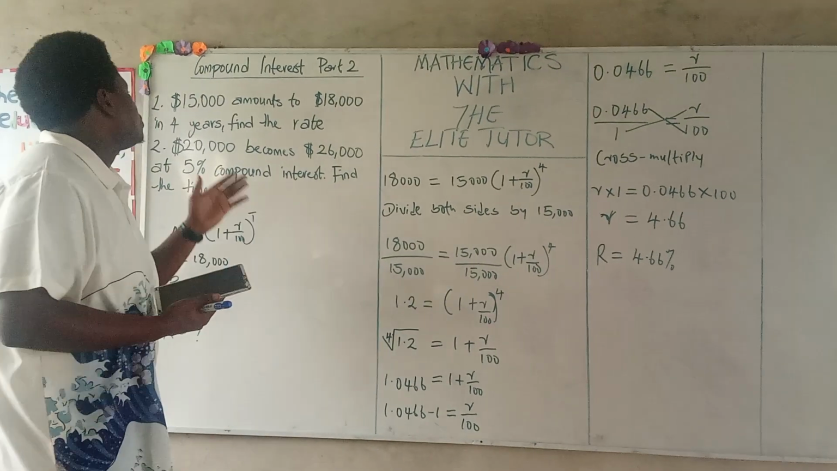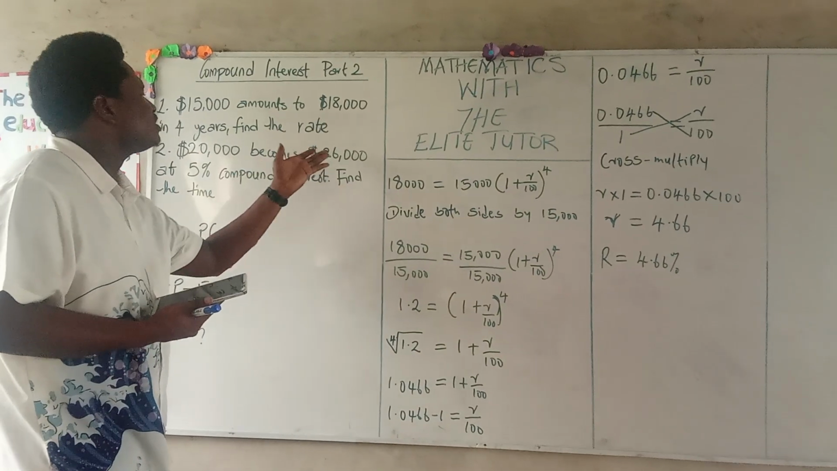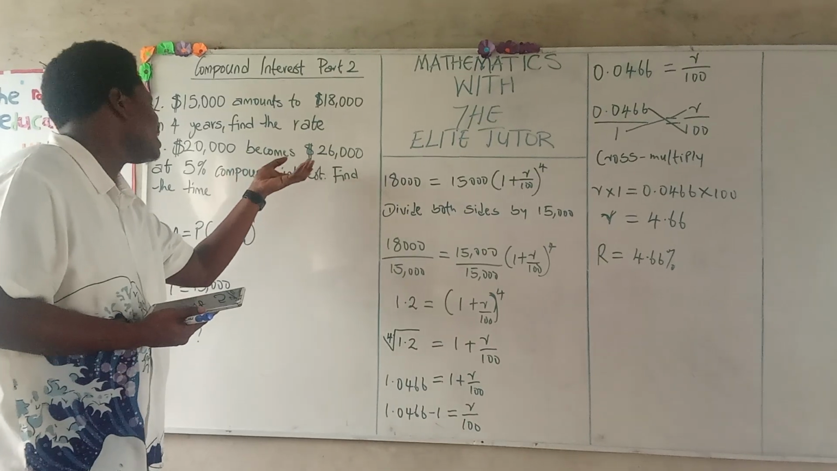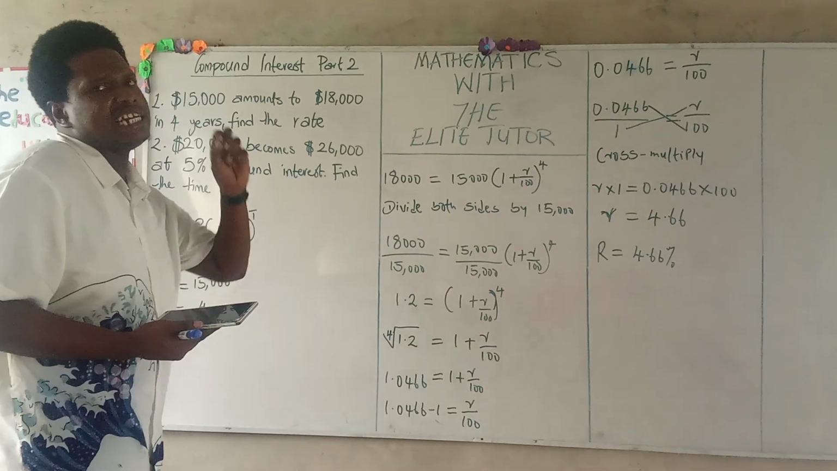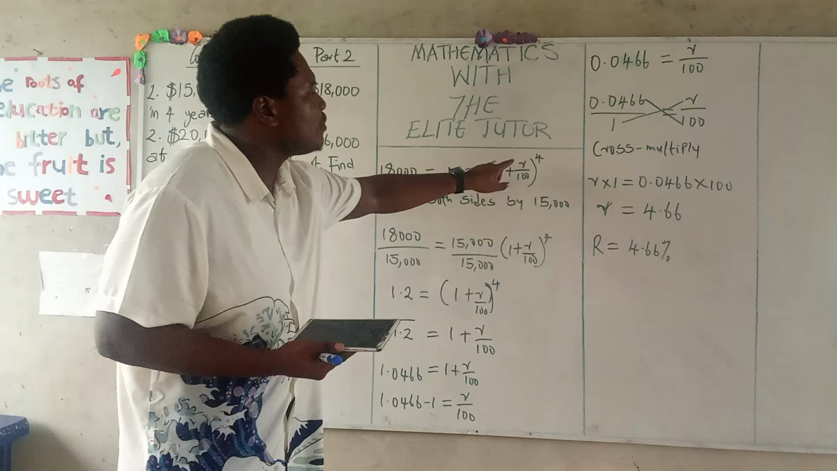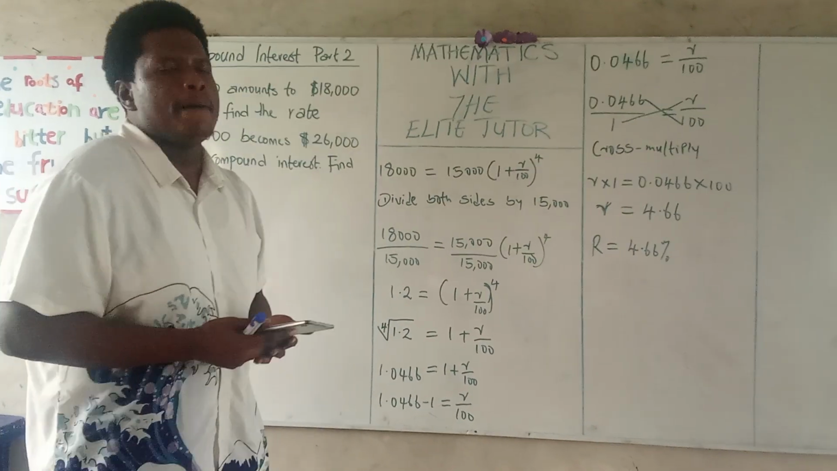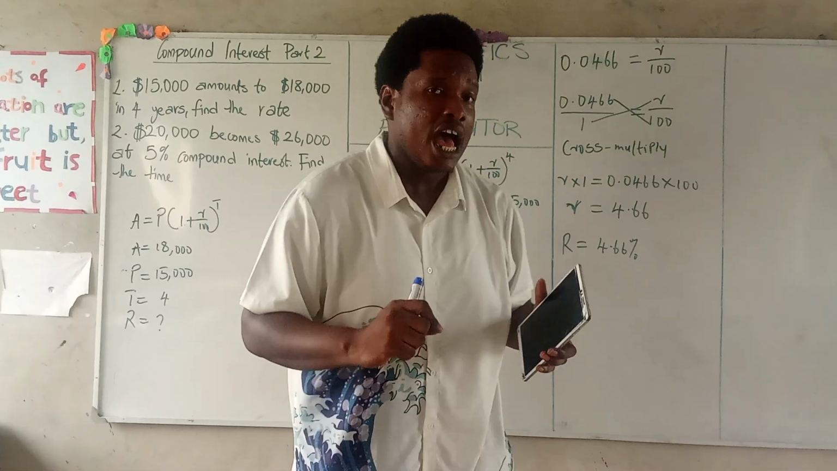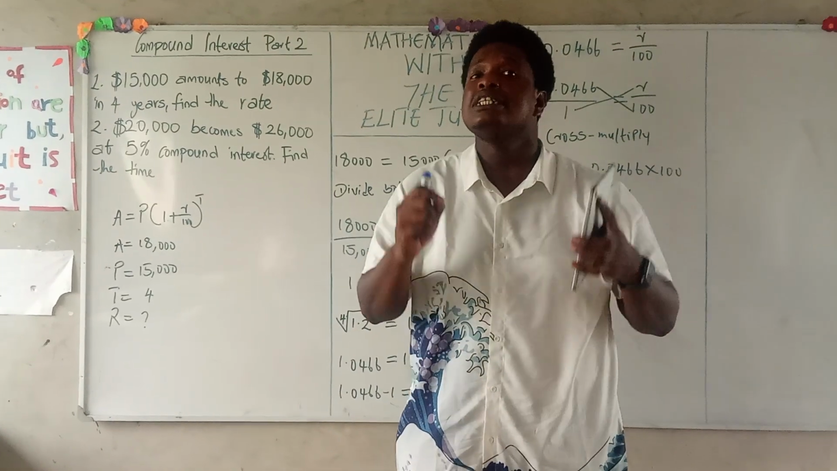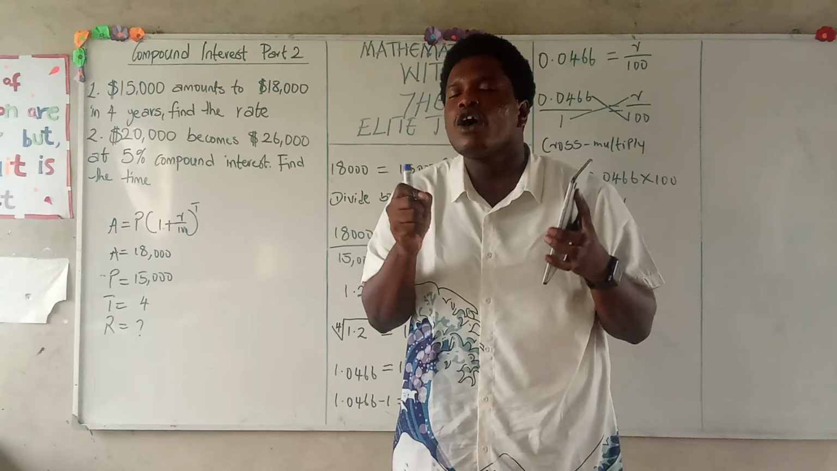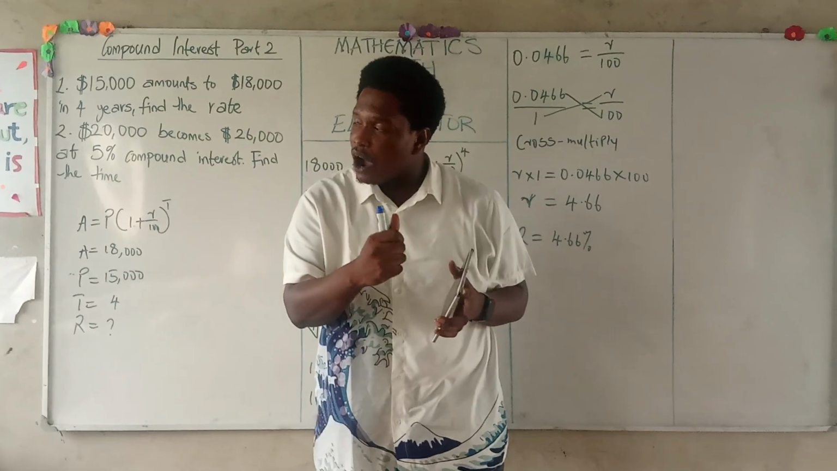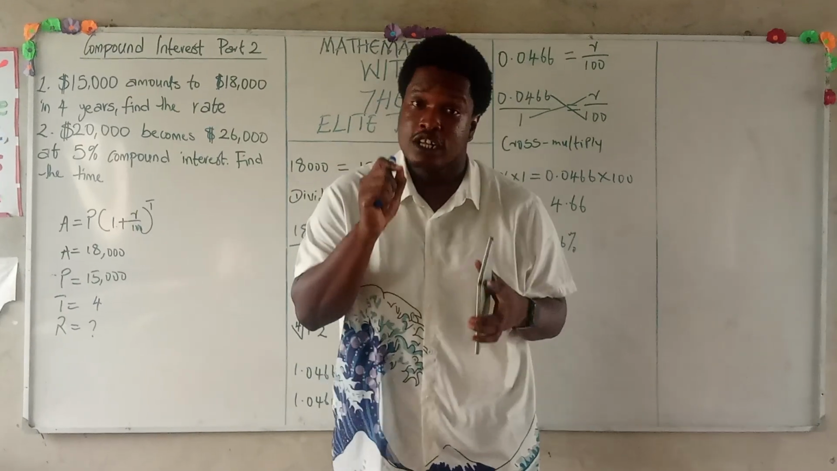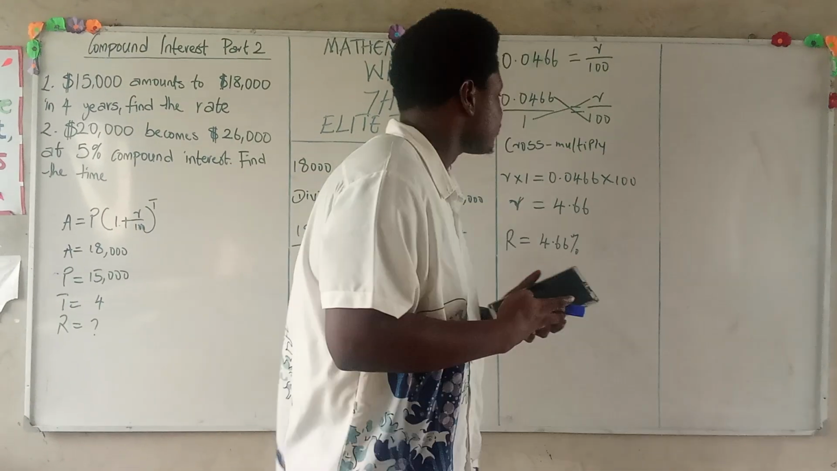Now let's look at the final question for today's video. We have $20,000 becomes $26,000 at 5% compound interest. Find the time. Now in this question, we are not looking for the rate, we are looking for the time. Please pay attention to this very last question, because in this question, I'm going to be introducing the law of logarithm. I'm going to apply the law of logarithm, and then I'm going to show you how it's done. So I want you to follow closely.